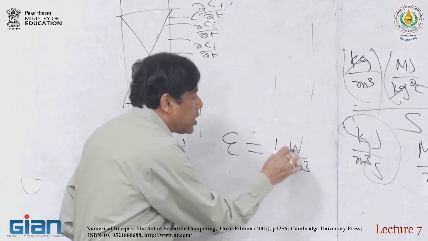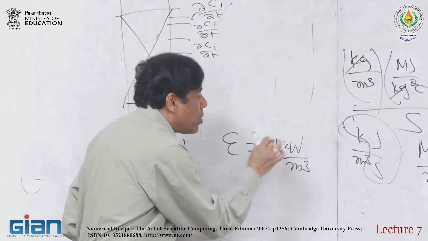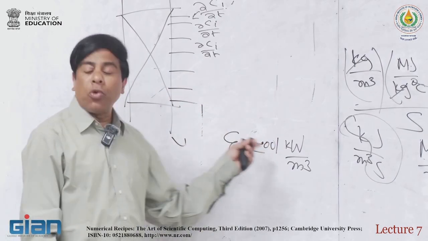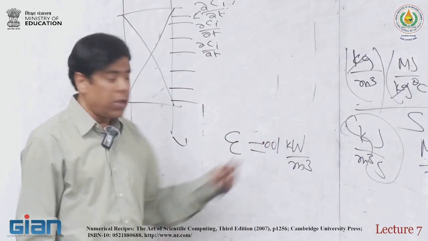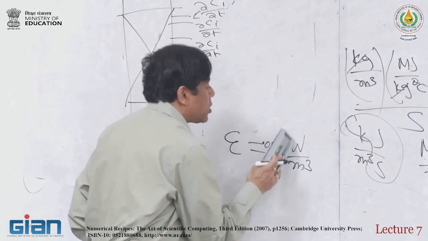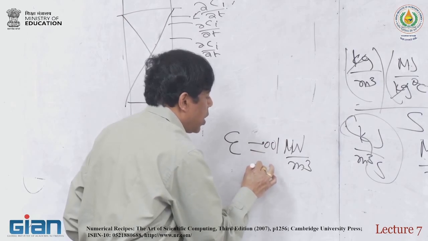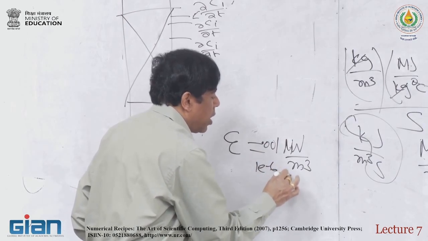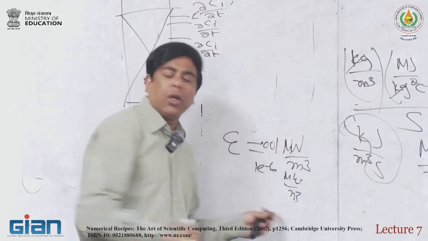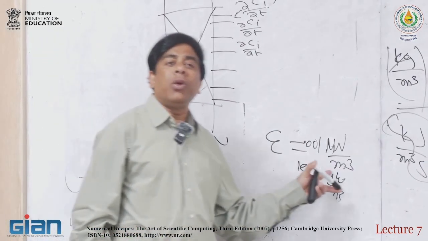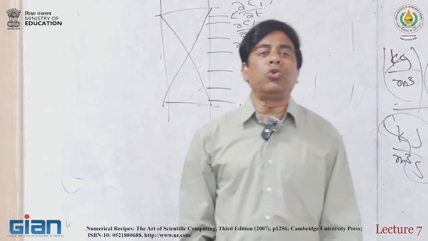If I'm doing it in terms of a kilowatt per meter cube, this will become 0.001. So this is about 1e-3, so it will be fine. If I'm doing it in terms of megawatt, it will be 1e-6 megawatt per meter cube. Yes, it will solve immediately. So you see the unit is very important. This is something which we always overlook.